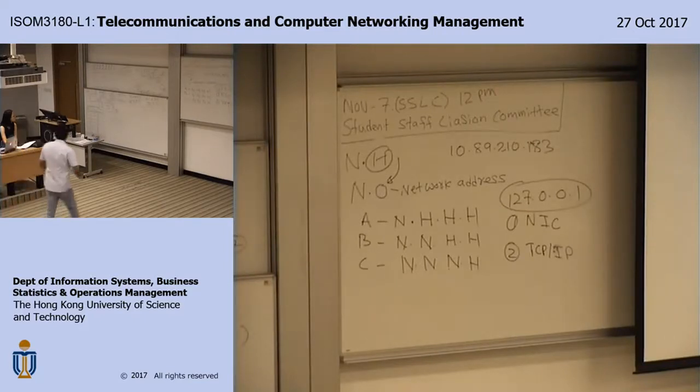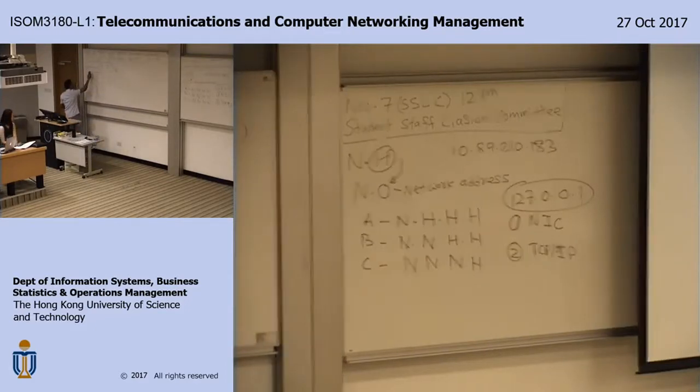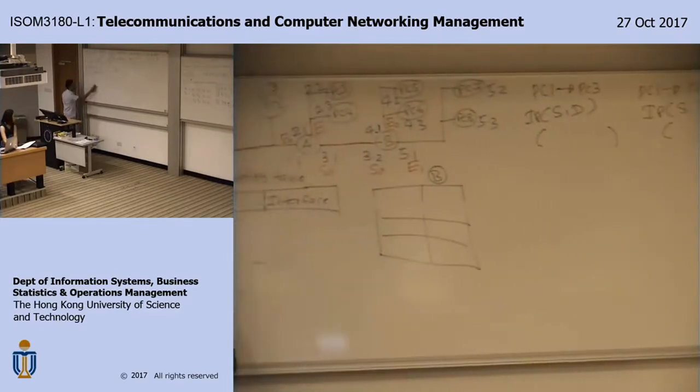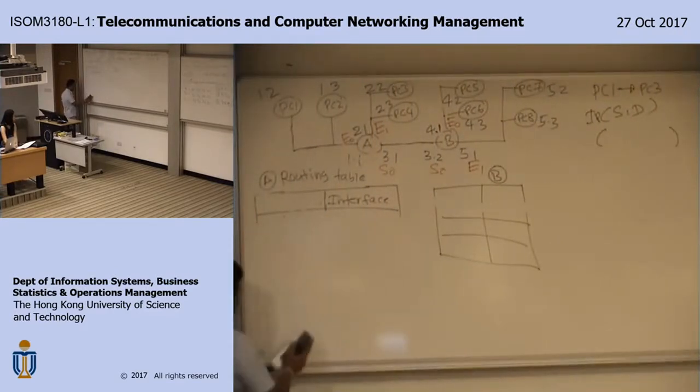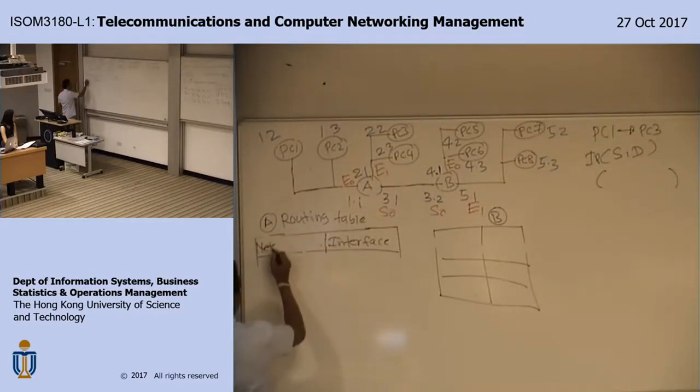Similarly, we don't keep the IP address in the routing table. We keep only the network address in the routing table. So we change to what? Network address. We change it. Okay, so that is what we have in the routing table. Can you change your routing table of router A? Please, network address.